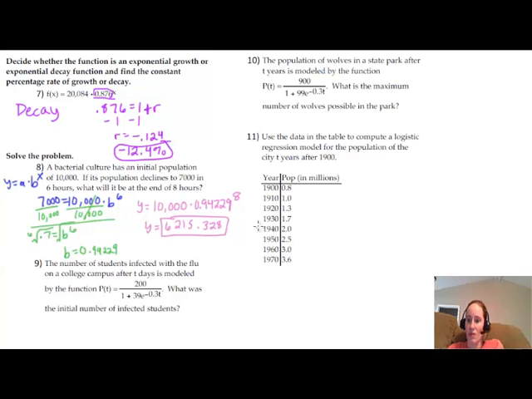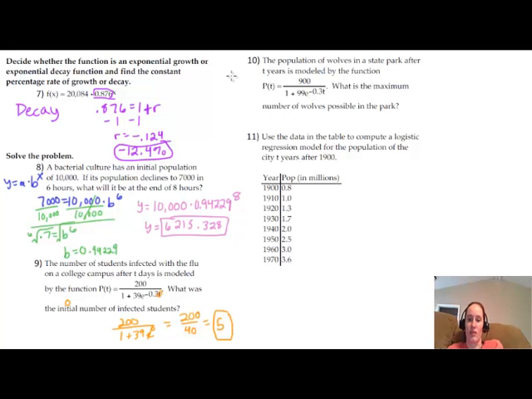So on number 9, this is a logistic function that we're talking about, and we have students infected with the flu. It's modeled by this right here. What's the initial number of infected students? Remember, initial means 0, so take a 0 and put it where t is and see what happens. Well, it doesn't affect the top, or the 1 plus 39. It gives us e to the 0. E to the 0 is 1, so that's going to go away. So we have 200 over 40, which is 5. So initially we start off with 5 students infected.